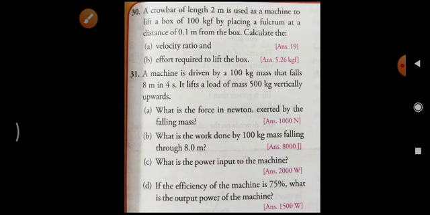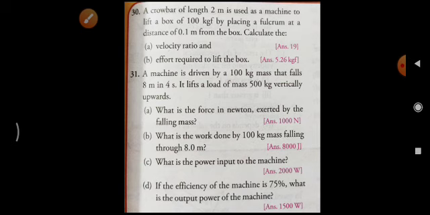Part A: what is the force in Newton exerted by the falling mass? You know that when it is falling, force is equal to mass into acceleration due to gravity, that is m into g. So we can easily calculate the force exerted by the falling mass: 100 into the value of g, which we can take here as 10, that is 100 into 10, equal to 1000 Newton.